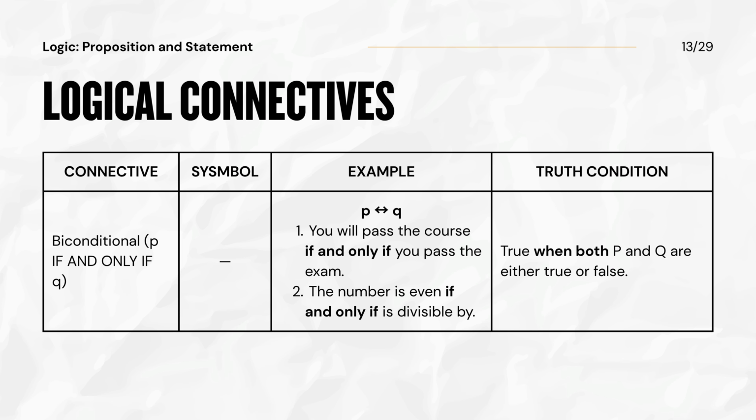Connective number 5, biconditional, P if and only if Q. Example number 1. You will pass the course if and only if you pass the exam. Example number 2. The number is even if and only if it's divisible by 2. The truth condition, true when both P and Q are either true or false.